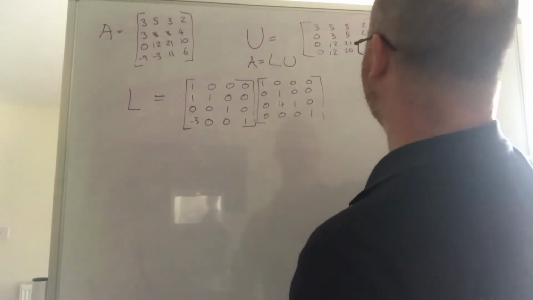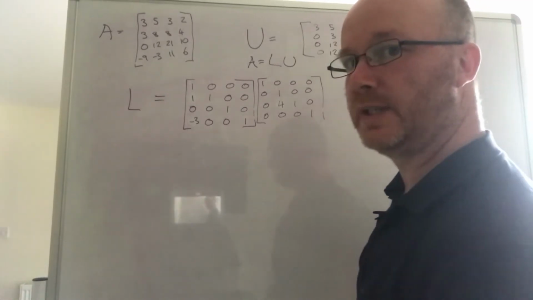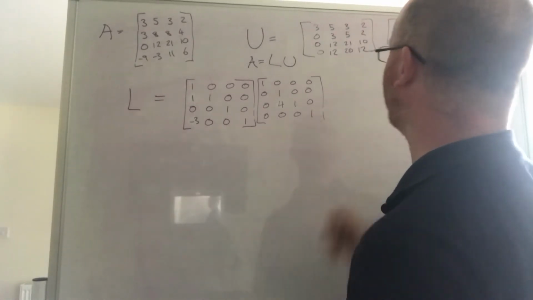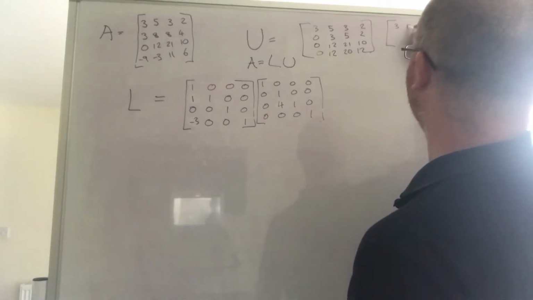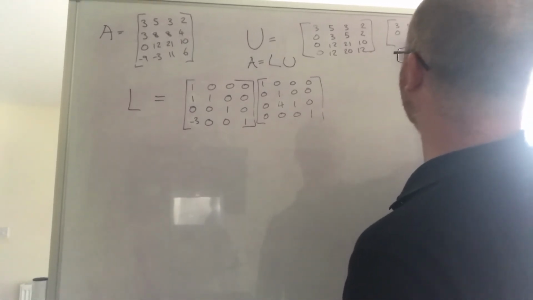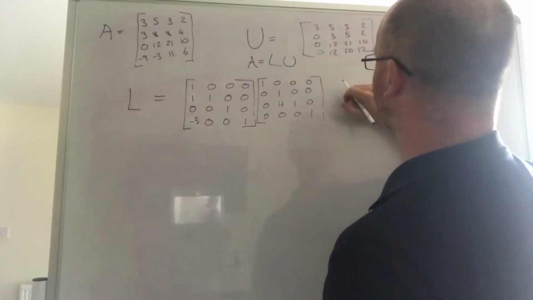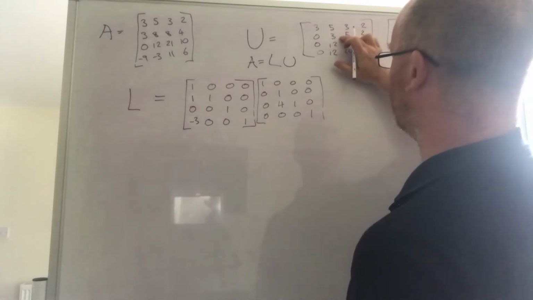Okay, so we're going to take another copy of U. This is just taking a copy so that we can track back if we make any mistakes. So 3 5 3 2. The second row is going to remain unchanged. The third row is going to be minus 4 of 3s, minus 4 3 2.